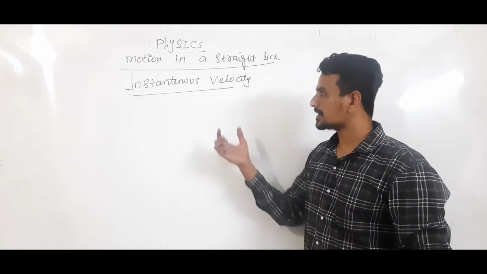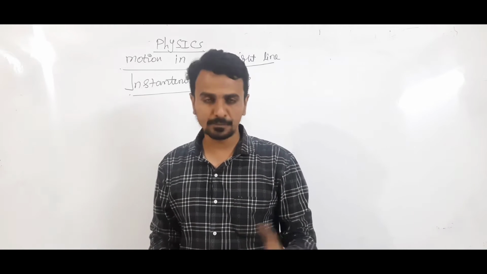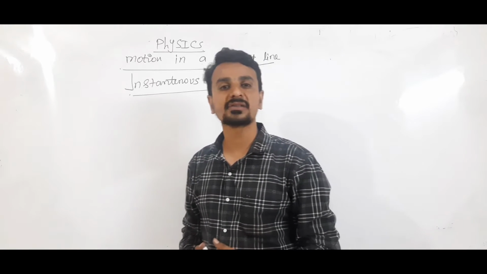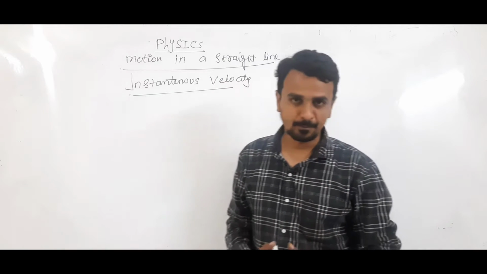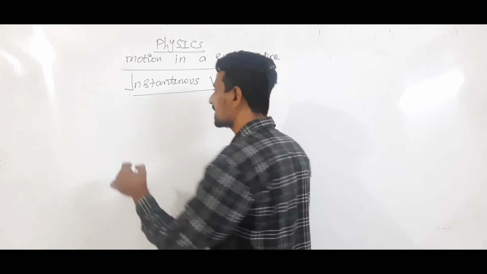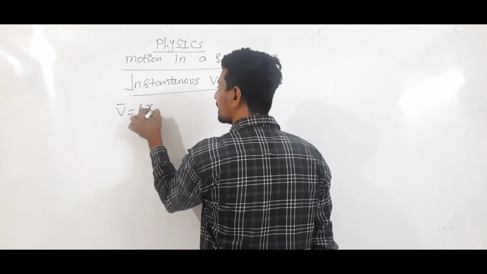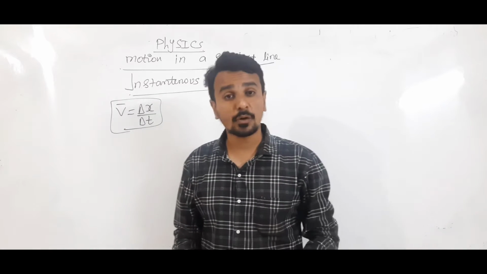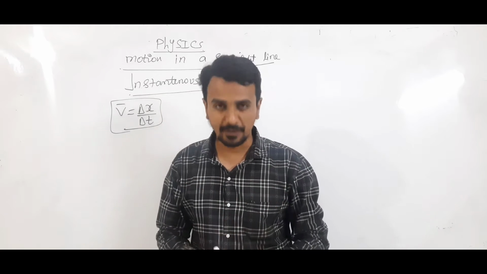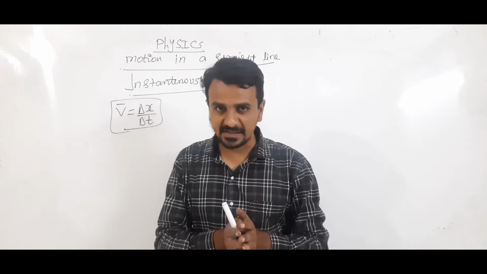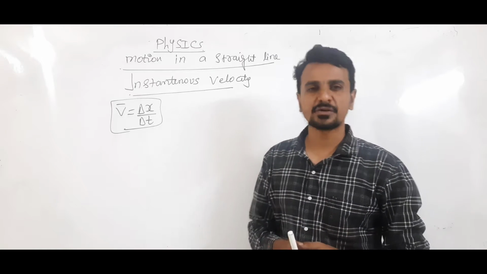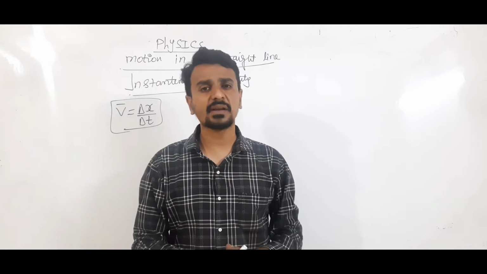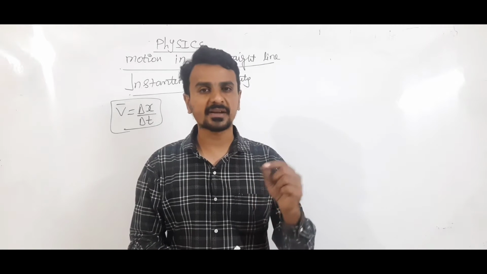First of all, instantaneous velocity means the velocity of the object at a particular instant of time. Average velocity was the velocity between two instants of time, and the formula to calculate it was delta x by delta t. In today's video we'll understand how to obtain instantaneous velocity from average velocity, the basic difference between average and instantaneous velocity, and how to solve questions based on them.